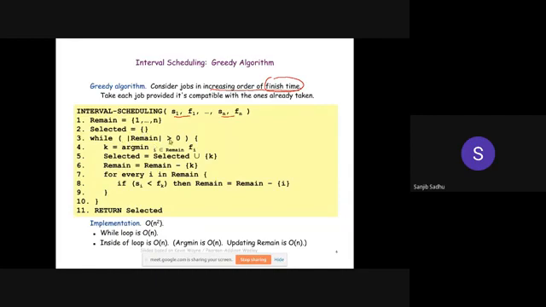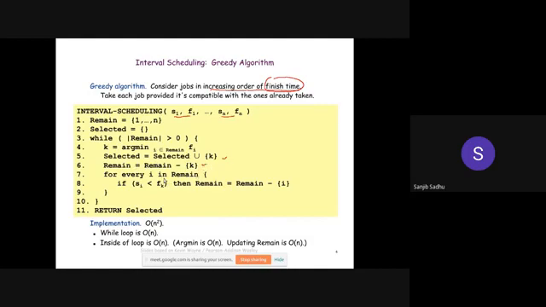While remaining is greater than 0, what will I do? K will be, I will choose from the jobs the job whose finishing time is less. Among all the Fi, whose finishing time is less, the minimum argument I. So that is K, that index. So selected will be selected union K. And from the remaining set, I will delete this.